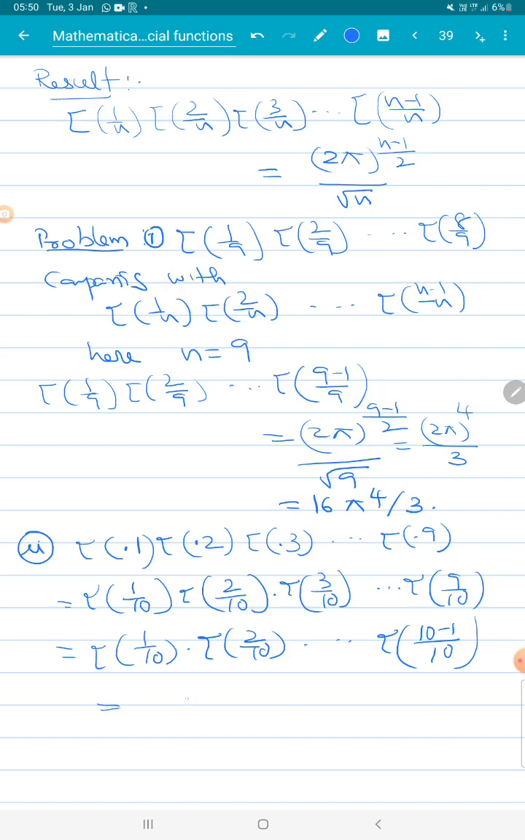So this is equal to 2 pi to the power of n minus 1 by 2 by root n. Here n is 10, so 2 pi to the power of 10 minus 1, and 10 minus 1 is 9, 9 by 2, by root 10.